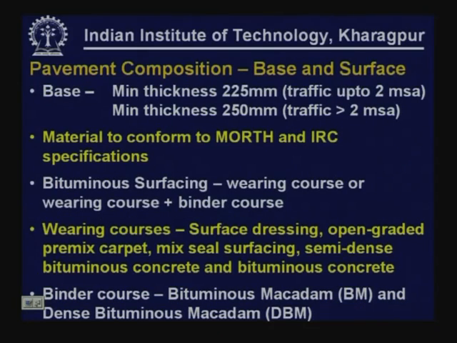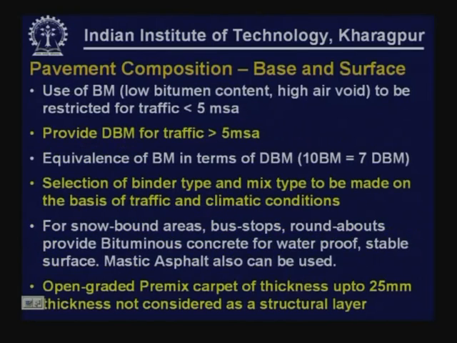Base should be of minimum thickness of 225 millimeters for traffic up to 2 msa, 250 millimeters for traffic more than 2 msa. Material should conform to MORTH and IRC specifications. Bituminous surfacing can be a combination of wearing course or wearing course plus binder course. Wearing courses typically are surface dressing, open graded premix carpet, mixed seal surfacing, semi-dense bituminous concrete and bituminous concrete. Binder course can be bituminous macadam and dense bituminous macadam. Use of bitumen macadam, typically having low bitumen content and high air voids, to be restricted for traffic less than 5 msa. We should normally provide DBM for traffic more than 5 msa.